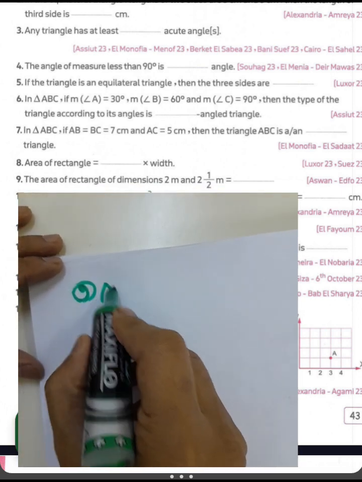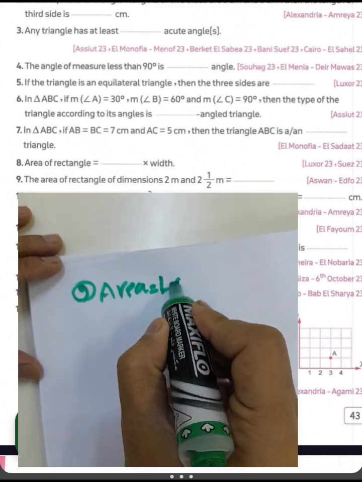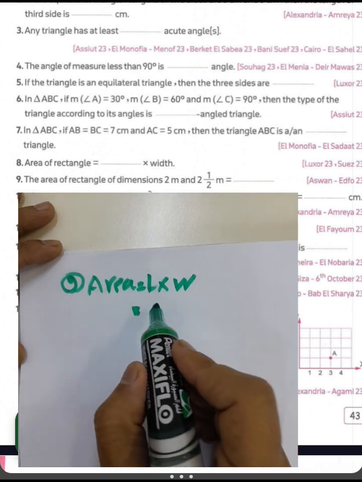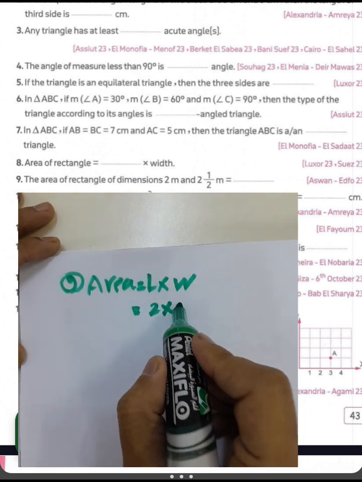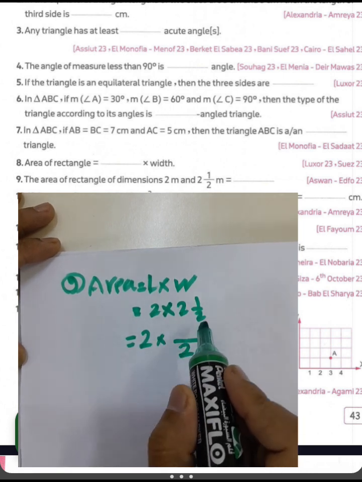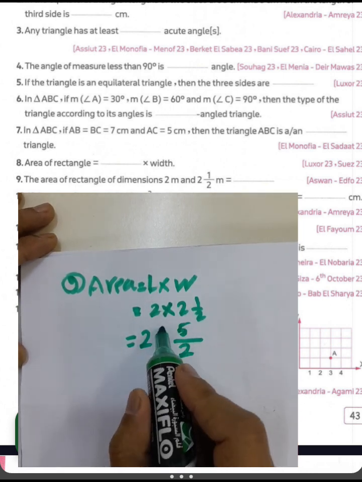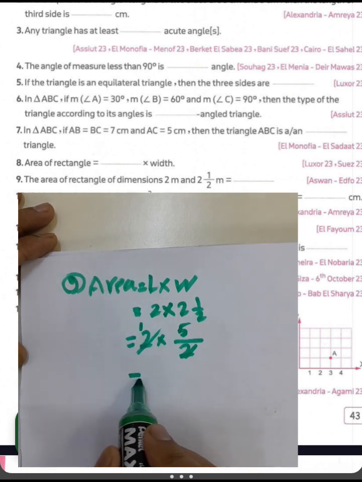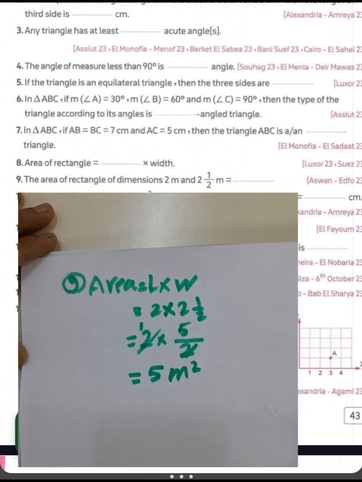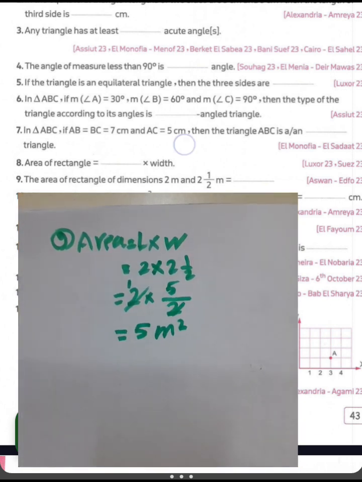The area of a rectangle of dimensions 2 meters and 2.5 meters equals space. We can write the area equals length product by width. We have length 2 meters, product by width 2.5 meters. Write 2 and convert 2.5: write 2 in the numerator, 2 times 2 equals 4, plus 1 equals 5, divided by 2. 2 divided by 2 equals 1, 1 times 5 equals 5. Then the result will be 5 square meters. That was question number 9. Question number 10.